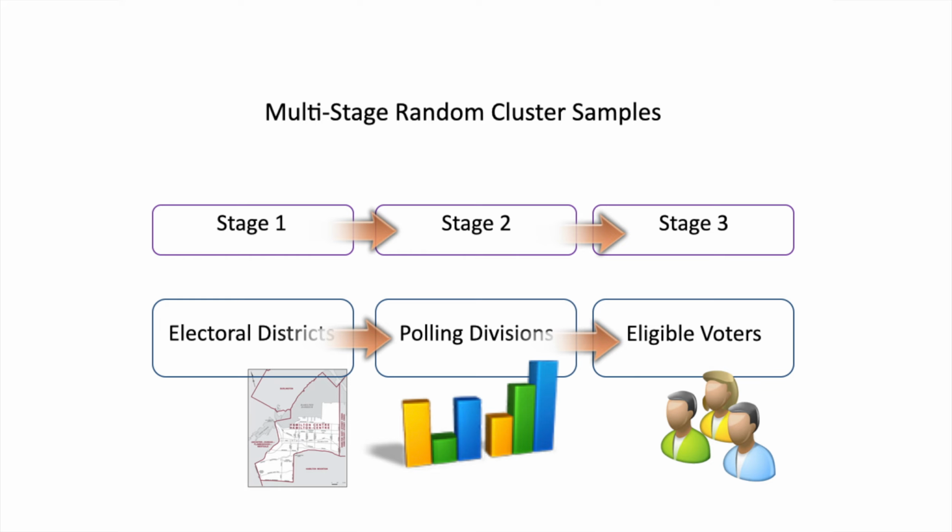So we know that we have districts, we know that we have poll divisions, but what we want to get out of them is the eligible voters. And so what we can do is randomly sample. If we're doing a multi-stage random cluster sample, you could randomly sample electoral districts, you could randomly sample poll divisions, and then from that you could randomly sample people who live in them or something along those lines, right?